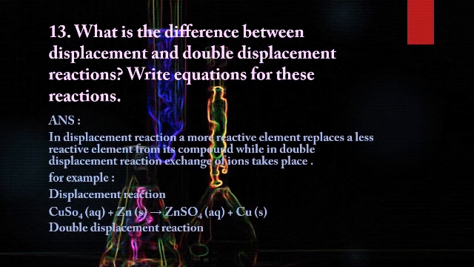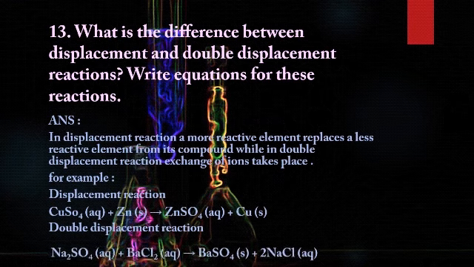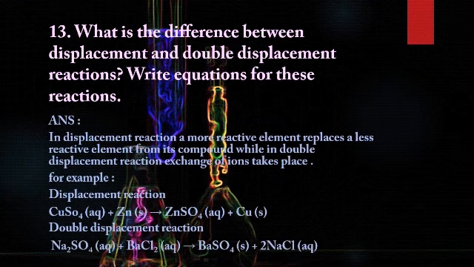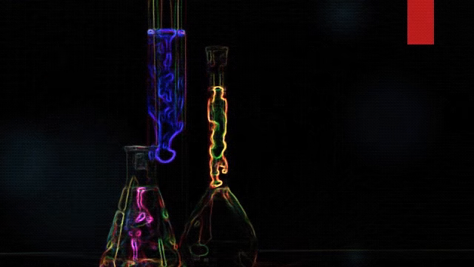Now let's look at the double displacement reaction example. That is, sodium sulfate reacts with barium chloride and gives barium sulfate plus sodium chloride. Here, the sulfate ion and chloride ion get exchanged. That is, a double displacement reaction takes place. Now moving on to the 14th question.